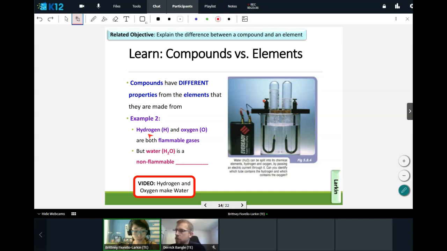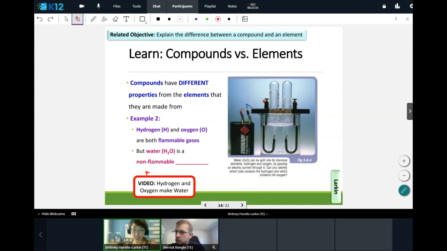However, when they react, they form regular old H2O or water. And tell me in the chat, is water flammable? Yes or no? Can we light water on fire? Can I stick a match into water and it lights on fire? No, so water is not flammable, again, acting totally different.